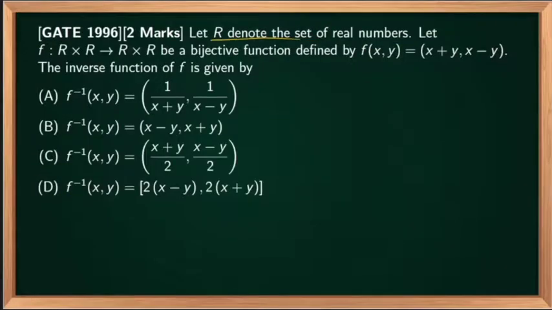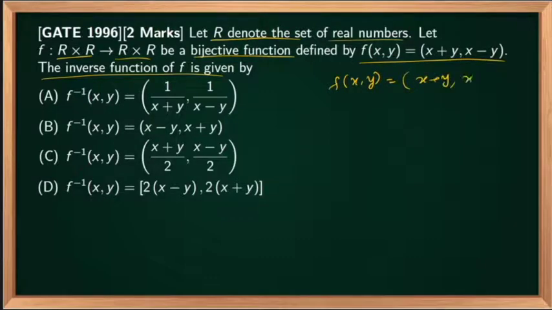Let capital R denote the set of real numbers, and you have a function from R cross R to R cross R, and it's a bijective function. The function is defined here, and we are asked to find the inverse function of f. It's clear that the inverse function exists only if it is a bijective function, right? So the function here is f of x comma y is equal to x plus y comma x minus y. So it takes a pair of inputs and gives a pair as output.